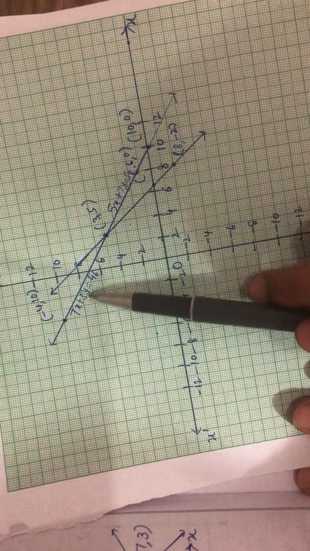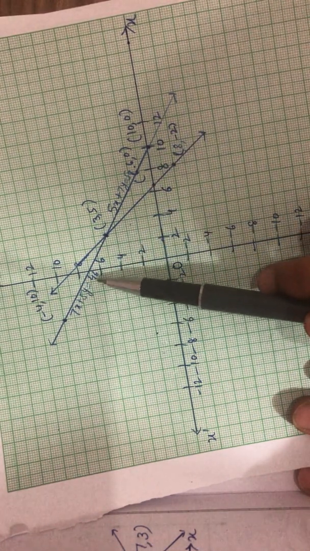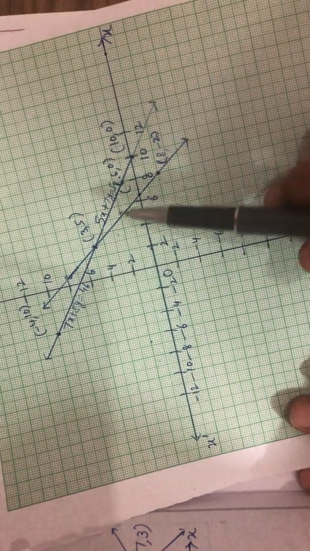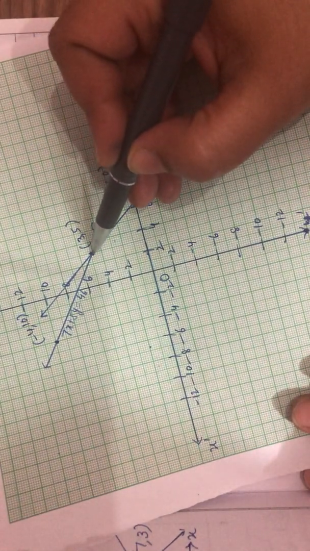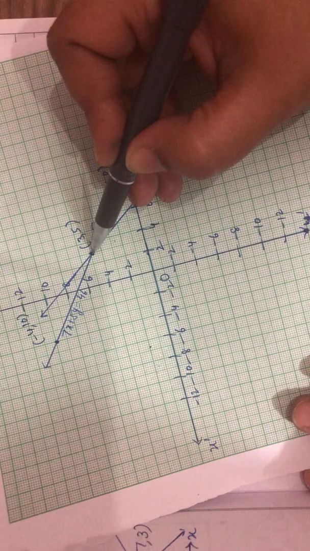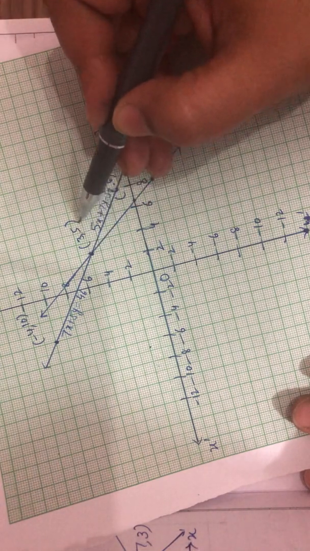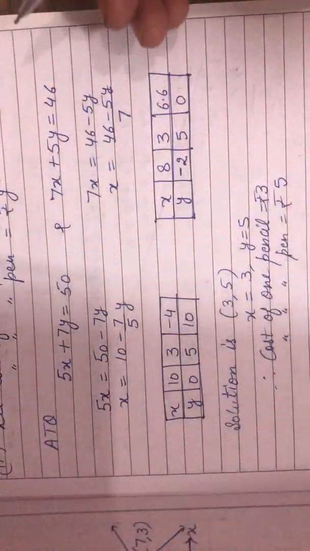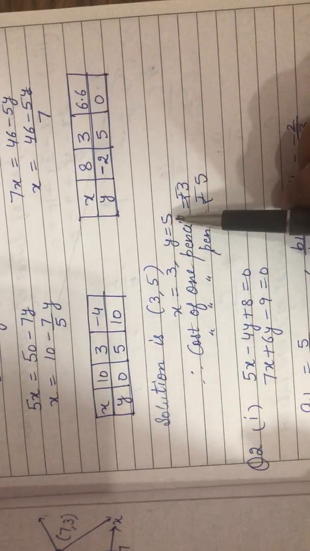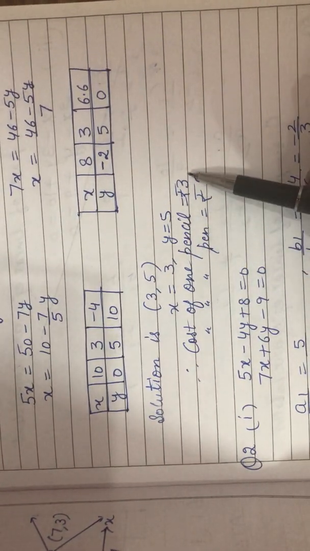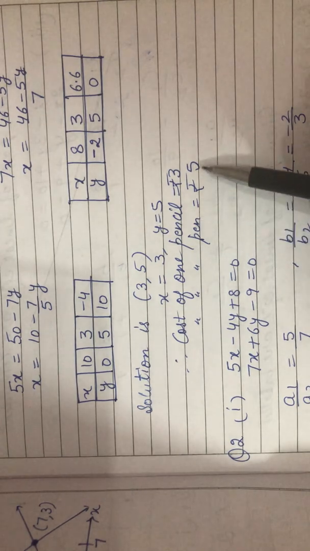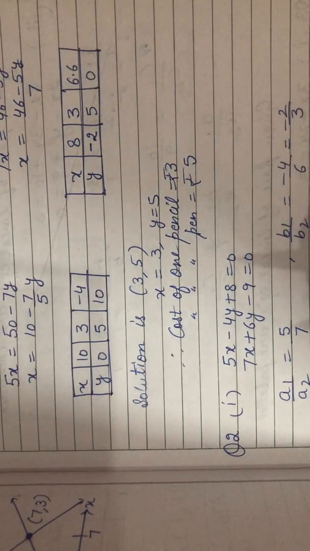This graph was of 7x plus 5y is equal to 46. And you can see both the lines are intersecting at one unique point, that is 3, 5. So this is the solution of the pair of linear equations. So you can see x is 3 and y is 5. It means the cost of one pencil is 3 rupees and the cost of one pen is 5 rupees. So this completes your question 1.